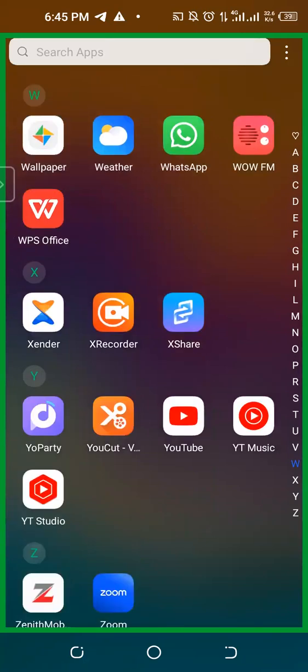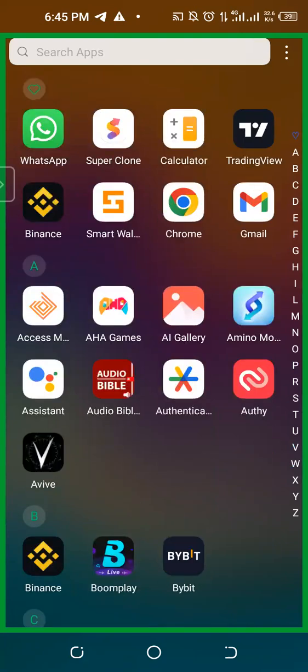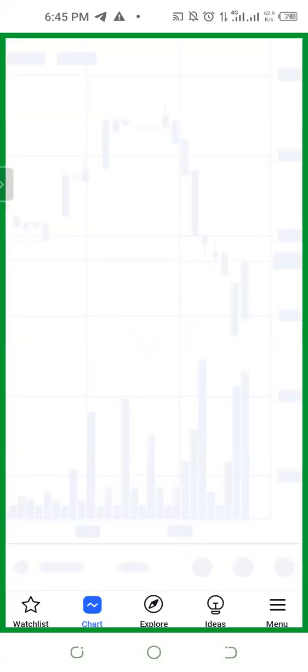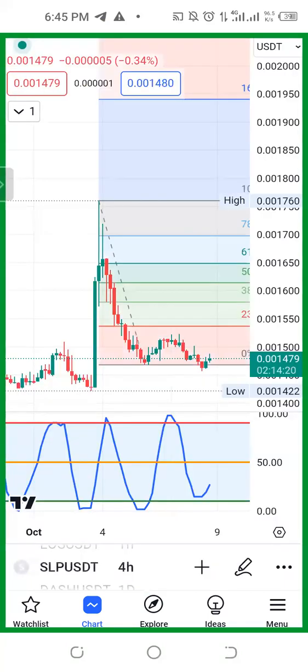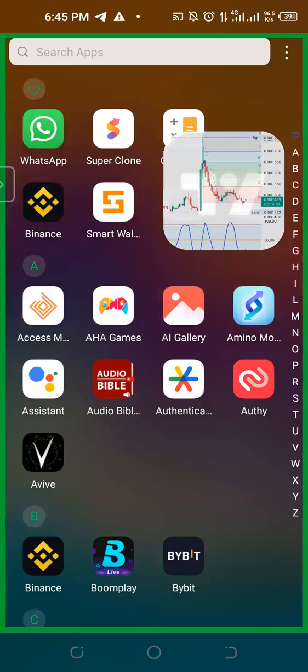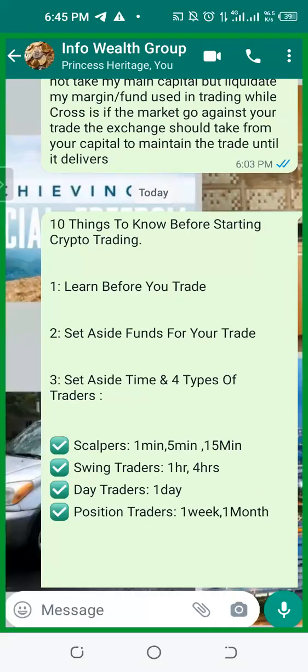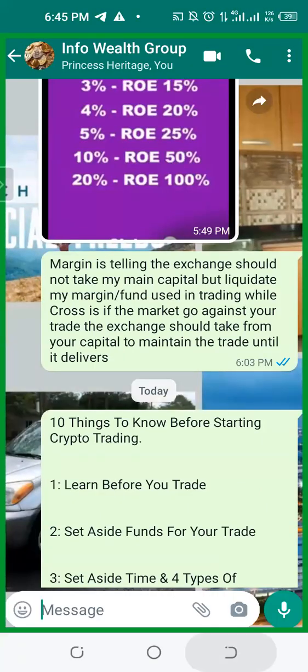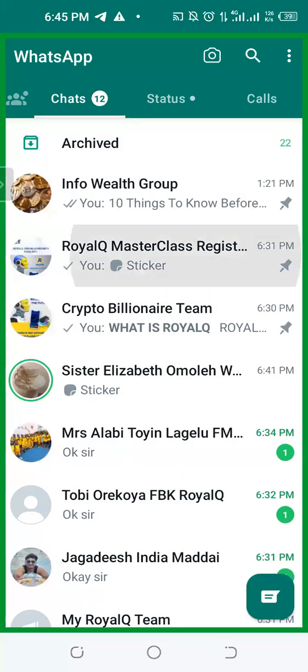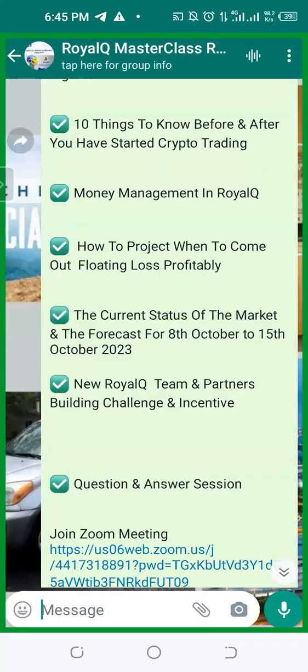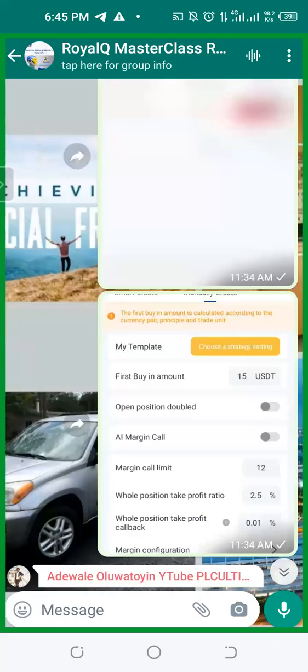I check my RoyalQ bot almost every day. This is one of my apps that I open every day. I'm always checking the chart. Even recently, I've started trying to learn about futures trading, because if you go to the group, you will see that I'm not introducing futures trading to anybody now, please. I'm not introducing anybody to futures trading now because it's very risky. It can give you a lot of profit, but it's very, very risky.